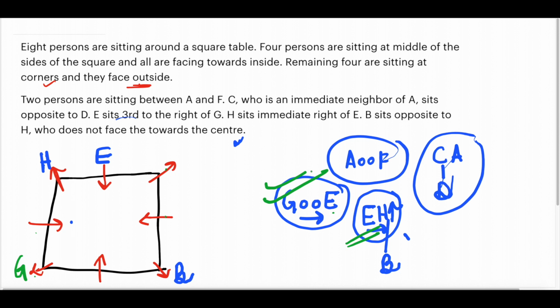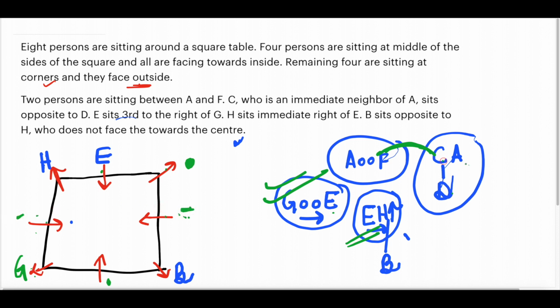Now the next condition that you should take is these two. Let's take these 2 conditions together. Opposite of C is D. You cannot place C here. Let me change the color. You cannot place C here, because the opposite is G. You cannot place C here because the opposite is E. So you have 2 places for C, either here or here.